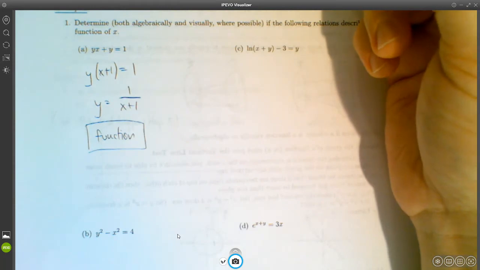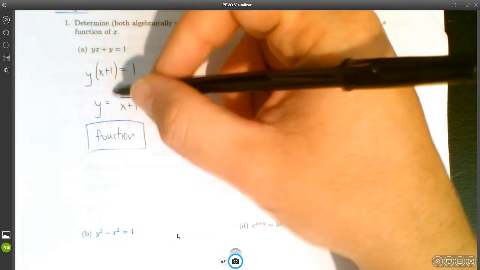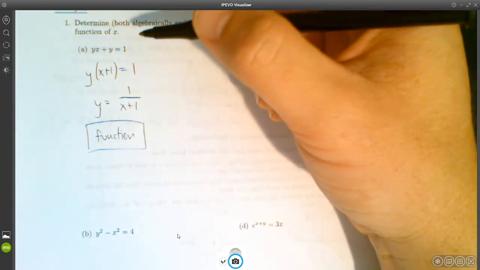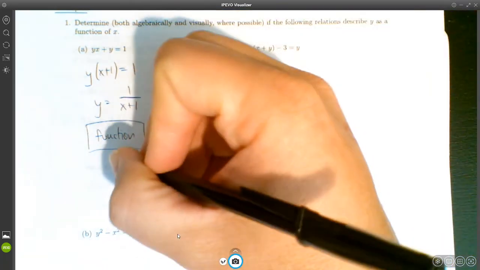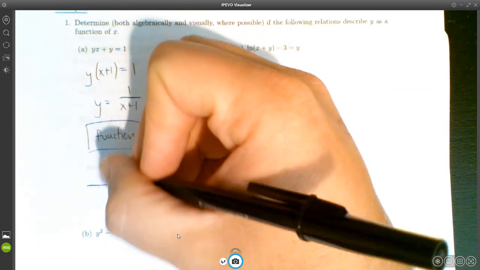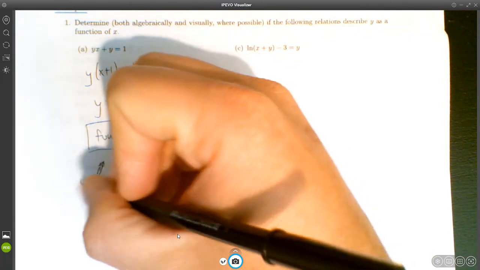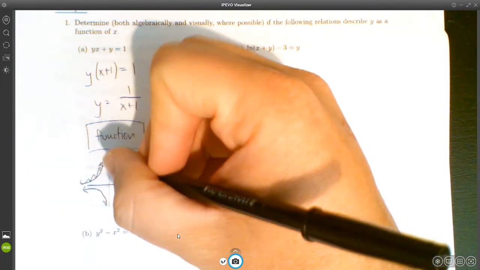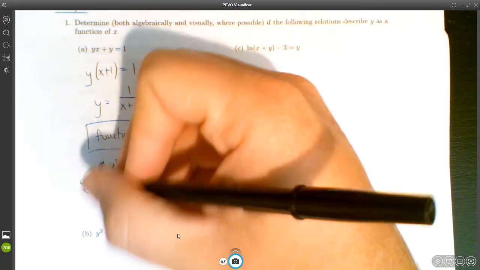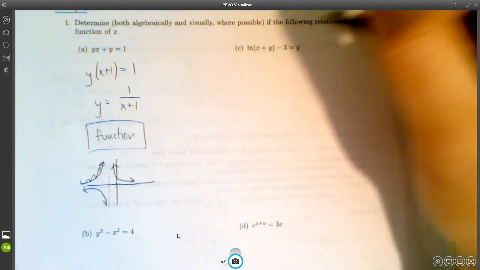For sure. For one thing, we know it's a function because for each input value of x, you're only going to get one output value for y. You don't have a plus or minus or anything like that happening. For another thing, I have the picture in mind: this is 1 over x, but it's been shifted left 1 unit. So it looks something like this, and like this. But it passes the vertical line test for sure. So that's a function.